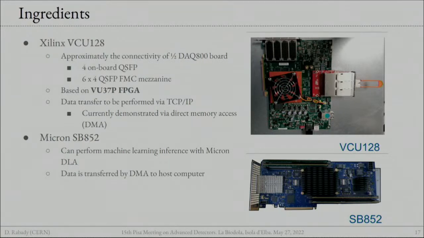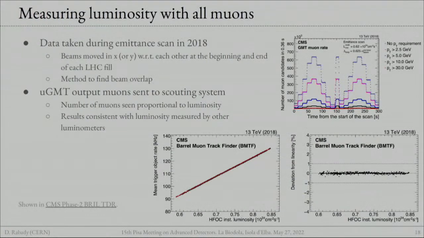The second board we use is the Micron SB852. This is interesting because it has machine learning inference capabilities with a special framework by Micron. So we're going to use it on problems where machine learning seems to be useful. Here, data needs to be transferred by DMA to the host computer because of limited optical bandwidth.